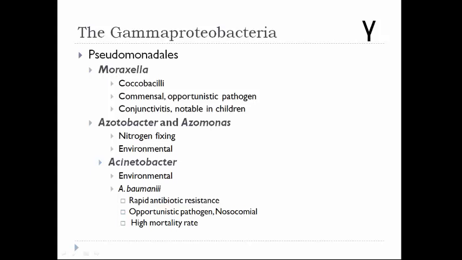This organism is a commensal, meaning you can have it as part of something you already contain, a microorganism you already have, but it is an opportunistic pathogen. So when you get sick and your immune system isn't working at its top level, you could get an infection by it. It causes conjunctivitis, notably in children, and conjunctivitis, of course, is an infection of the eye. Now we have a couple more that do nitrogen fixation in our environmental organisms.